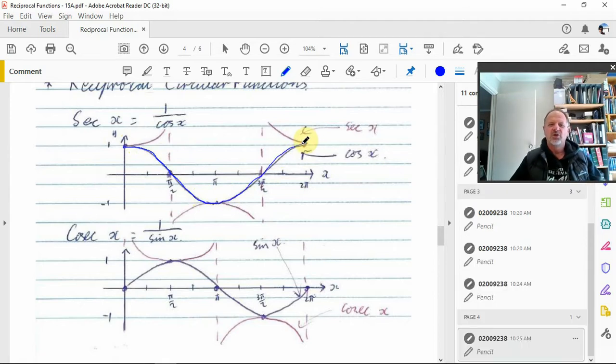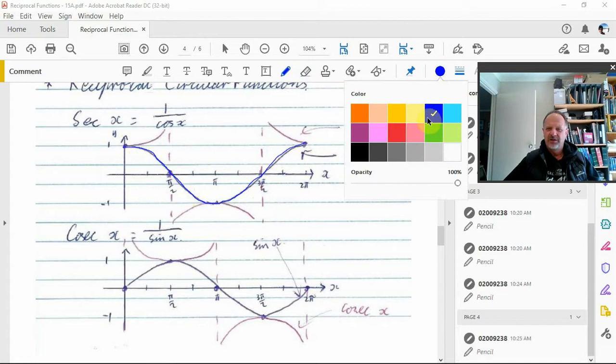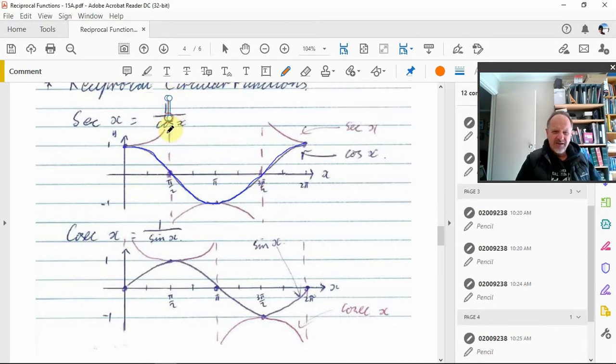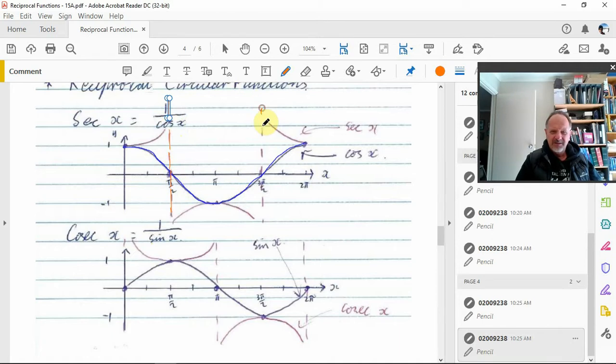That blue one is cos. All right, so if we're looking at the same kind of thinking, then when cos is 0, which is at pi on 2 and 3 pi on 2, we've got to have asymptotes. All right, so same as before.